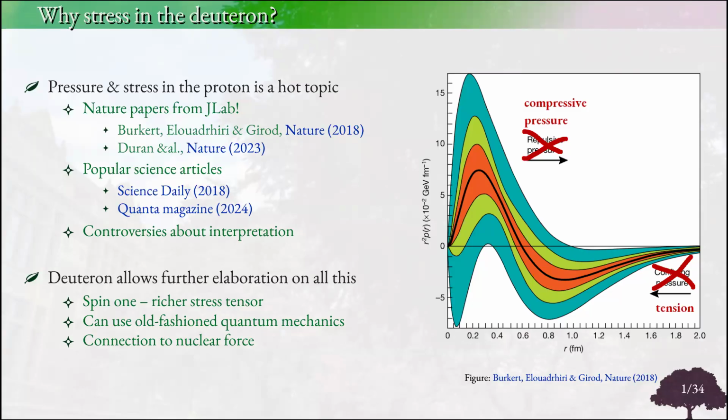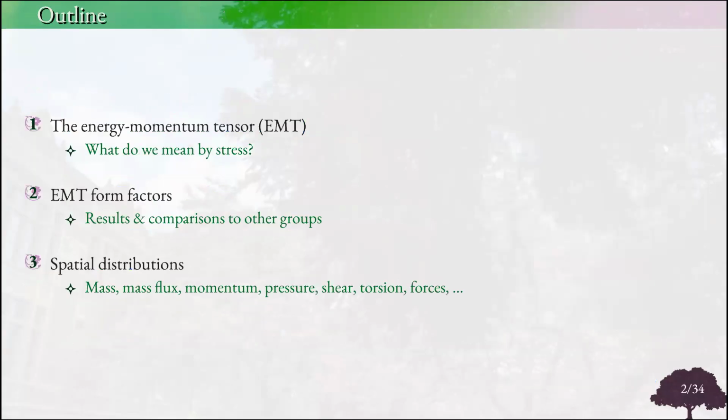Finally, we can talk about the connection of these mechanical properties to the nuclear force. And this kind of goes 2 ways. The nuclear force is fairly well understood, so we can use our understanding of the nuclear force to guide the way that we interpret these mechanical properties. At the same time, there are things we don't know about the nuclear force, and perhaps looking at the stress tensor can give us a new perspective and greater understanding of the nuclear force. So that's why we're looking at stresses in the deuteron.